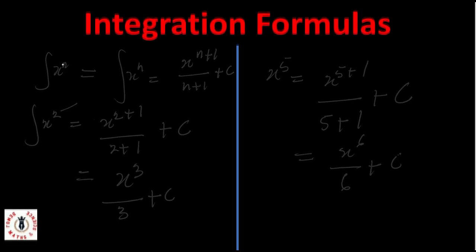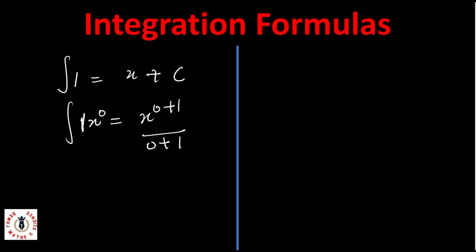Our second formula is the integral of 1. The integral of 1 is the same thing as x plus c. Now, when I'm integrating 1, I want you to observe this. 1 is the same thing as writing x raised to power 0, which is equal to x raised to power 0 plus 1 over 0 plus 1, like we saw earlier, plus c. This becomes x raised to power 1 plus c. That's x plus c.